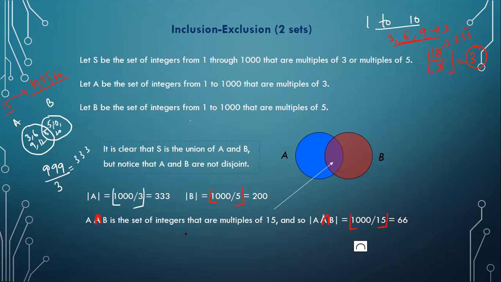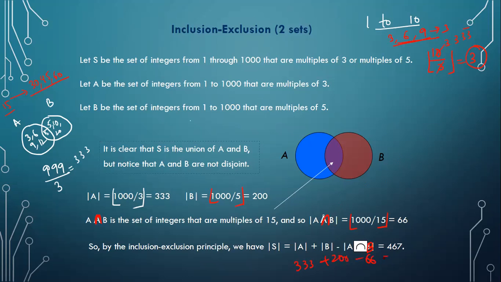Now, how do we use the formula? By the inclusion exclusion principle, the size of S is equal to A plus B minus A intersection B. So 333 plus 200 minus 66 will give you 467.